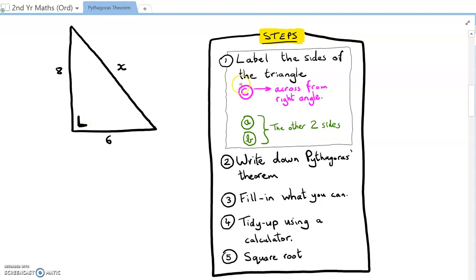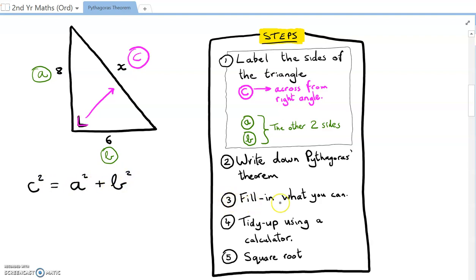Okay, what's first? Well, C is the one across from the right angle. So there's your right angle. So over here, that's C. And then the other two sides don't matter. A, B, or I could have called this one A and this one B. It didn't make a difference. Step 1 is done. Now, step 2, write down Pythagoras' theorem. Pythagoras' theorem is C squared is equal to A squared plus B squared.